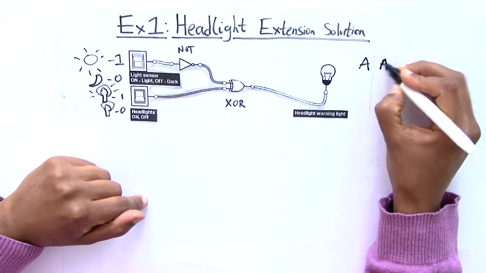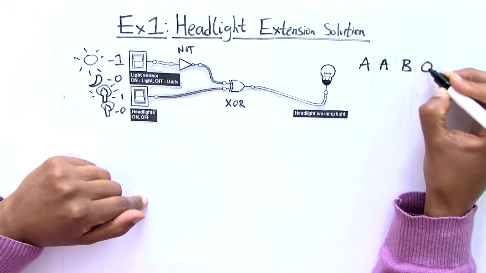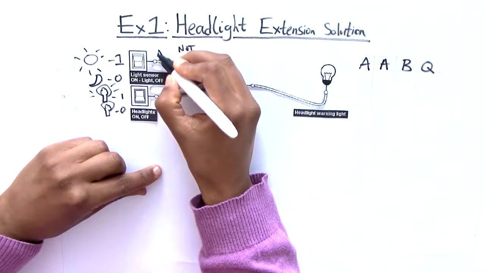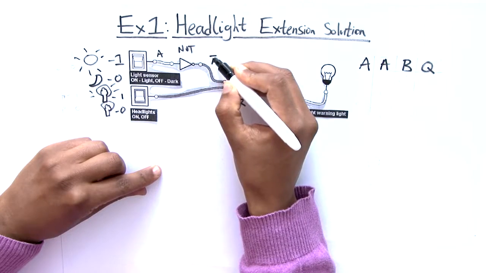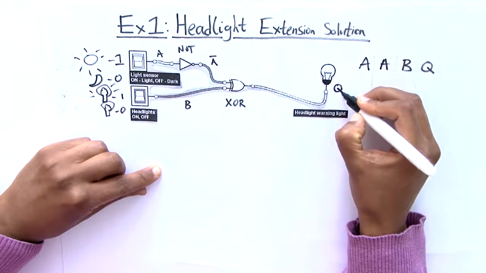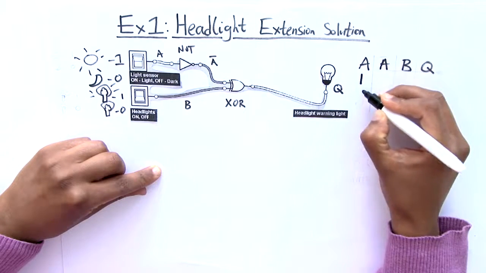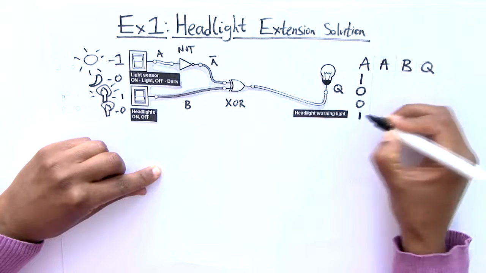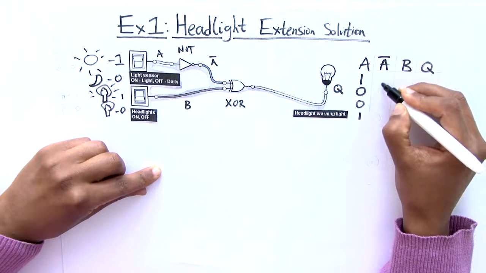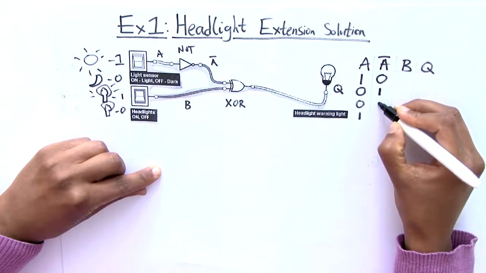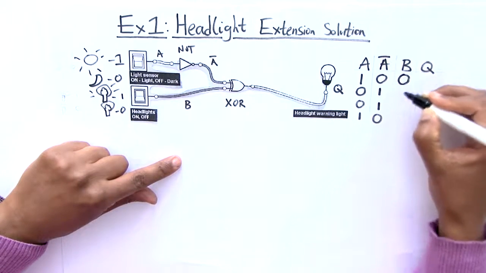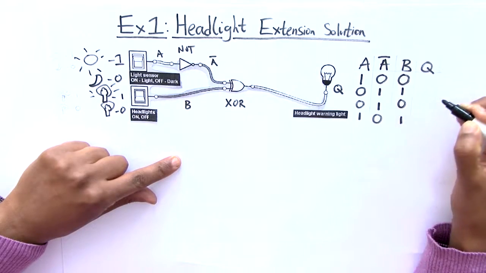So here's my truth table, and Q is my output. So this will be A at this point here. This is going to be not A, and this is going to be B. And the output here is Q. So I'll put some values for A. Not A, so there's going to be the inverse or invert, and this is for B, so B can either be 0, 1, 0, 1.